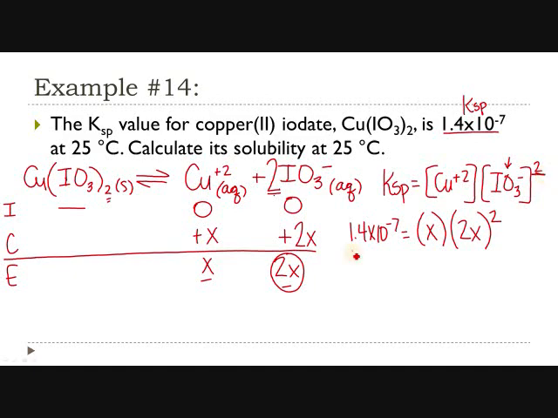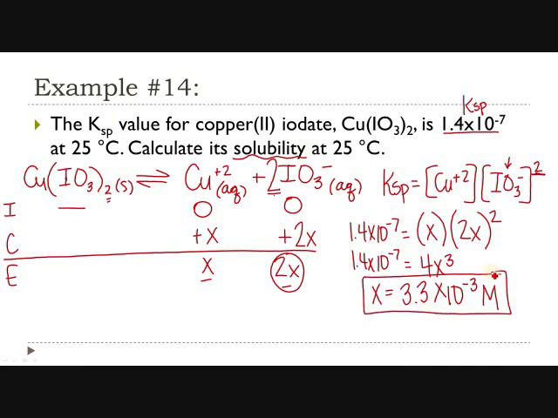Okay, so then when you simplify that out, it'll be 1.4 times 10 to the negative 7 is equal to 4x cubed. And then when you solve for x, that is 3.3 times 10 to the negative 3. And now, since we are solving for a solubility, it does need to have a unit. If you solve for something in brackets or for an x, then you're solving for concentration. So you could put moles per liter or molar. Okay, now since it's just asking for solubility in general, we are done with this.